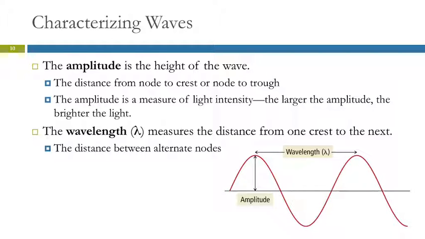Another way of characterizing the wave is by its wavelength. This is given the symbol, the Greek letter lambda. It kind of looks like an upside down lowercase y. Lambda is the distance from one crest to the next, or from one trough to the next, or the distance between alternate nodes. So from here, skip one and go over there. It's how long the wave is.